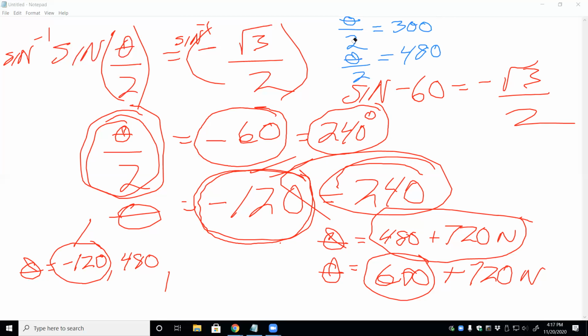Is this for theta or theta over 2? Theta, so for theta over 2, we would have 240 and 300. Now, the way it's worded in the system is it's showing theta over 2 equals 240 plus 360n. And so I think you still have to multiply both sides by 2. That's how you get the 720, yes. And if it was theta over 3, you'd have to multiply both sides by 3.